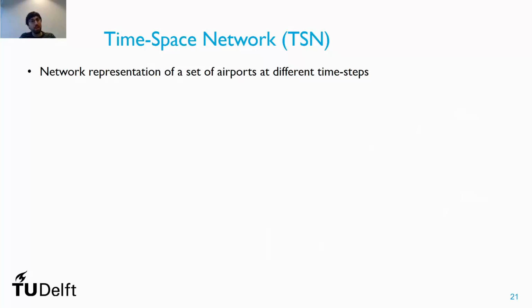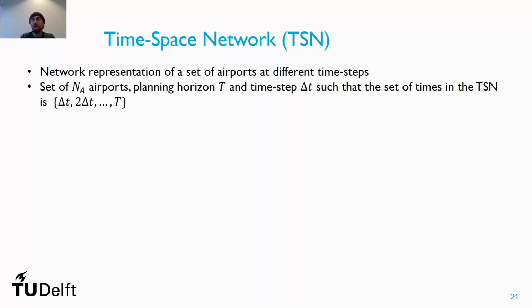And actually, let me start with a recap on what a time-space network is. A time-space network is a network representation of a set of airports at different time steps. So we have two components. We have a spatial component given by the airports and a temporal component given by the time steps. And let's assume we have a set of NA airports, a planning horizon T, and a time step delta T, such that we can define a time discretization as follows. We have delta T, 2 delta T, 3 delta T, all the way up till we reach the big T, which is the end of our planning horizon.